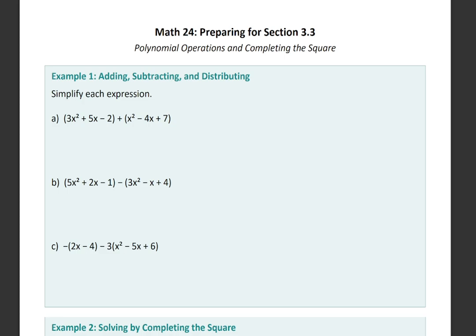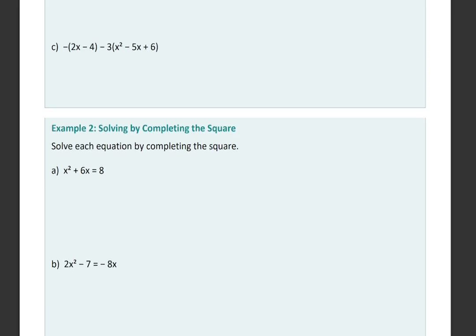Today we're covering some material in preparation for section 3.3. We're going to look at adding, subtracting, and distributing, so basically combining like terms of polynomials. And then we're also going to practice completing the square. We saw this in lecture for 3.2, but I want to practice it again because it comes up again in section 3.3.